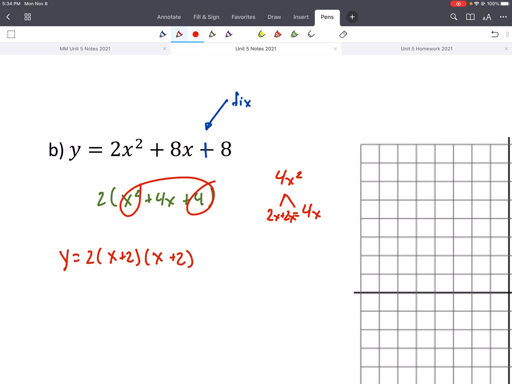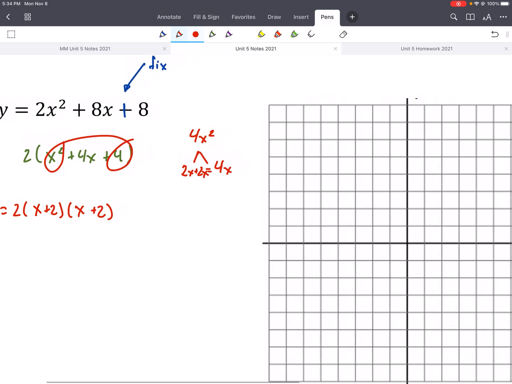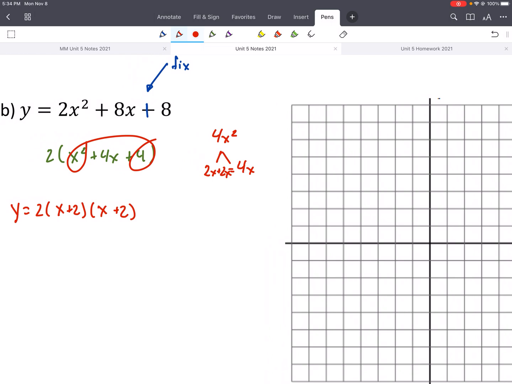Okay, so if we wanted to write down our x-intercept, well, here you'd probably realize that it's -2, 0 and -2, 0. Okay, since that's the same point, you don't need to write it twice. If you do, it's fine. I won't take points off.